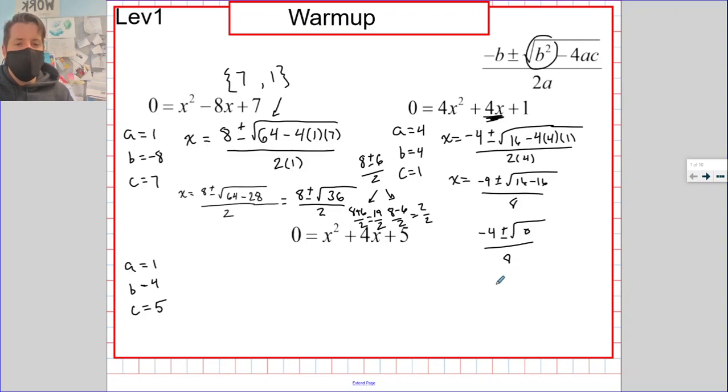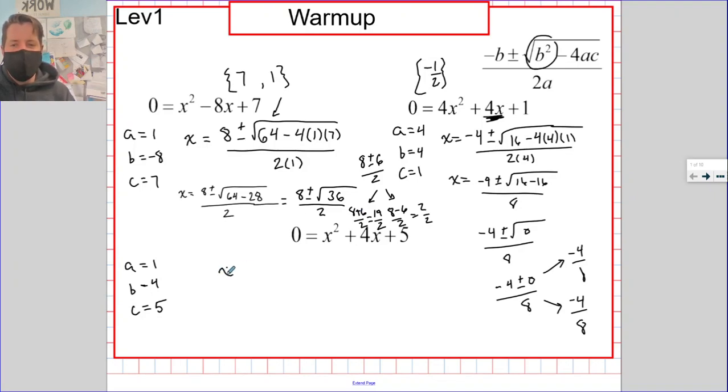Now the square root of 0 is 0, so negative 4 plus or minus 0 over 8. Well, negative 4 plus 0 is negative 4, and negative 4 minus 0 is negative 4. So both of those answers are the same. They both reduce to negative 1/2. All right, moving on to the next problem.